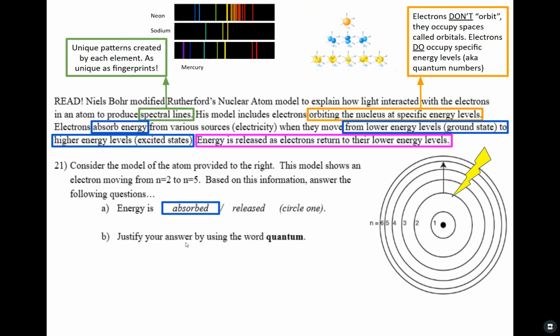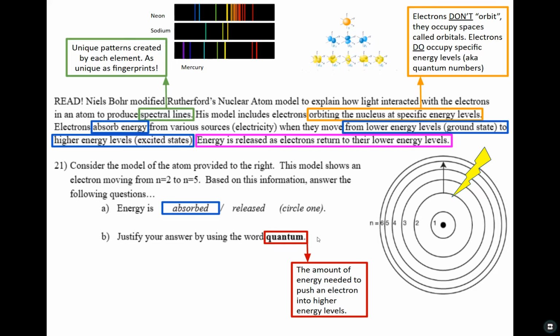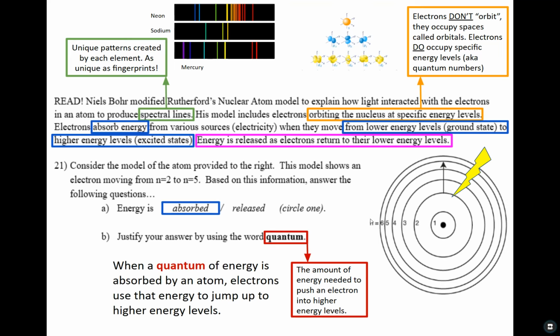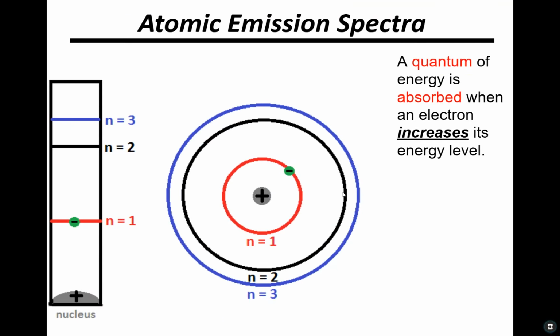Now we're going to justify that answer by using the word quantum. Remember that quantum is the amount of energy that's needed to push an electron into a higher energy level. So my justification would be, when a quantum of energy is absorbed by an atom, electrons use that energy to jump up to higher energy levels. So we know that when a quantum of energy is absorbed, the electron is going to increase its energy level.